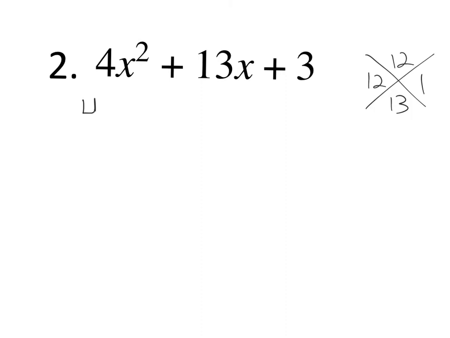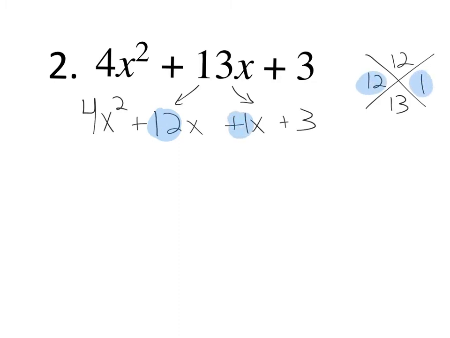Once again, we're going to rewrite it out. 4x squared, and then we split this 13x into two different terms. We have positive 12x and positive 1x, and we still have the plus 3. As a reminder, we got this positive 12 and positive 1 from our x method of factoring. So we split 13x into 12x and 1x, and now we're going to go back, split this in half, and take the greatest common factor out of each half. Looking at the first two terms, 4x squared and 12x, we can factor out a 4x.